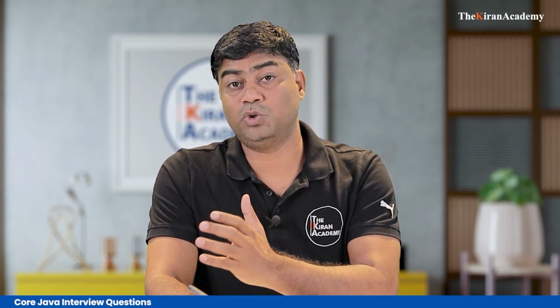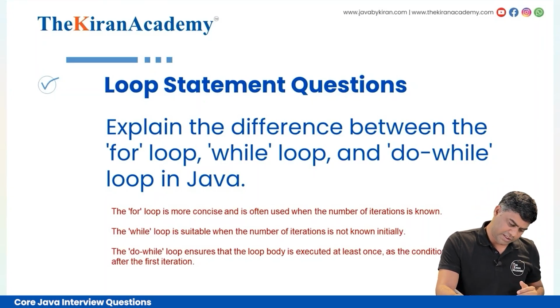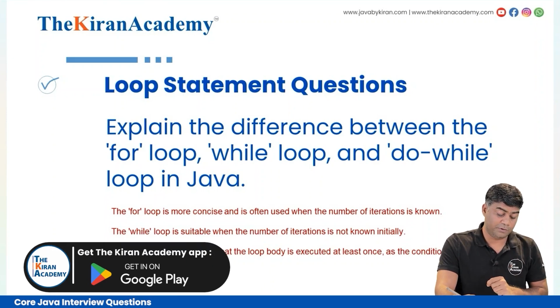This topic is very, very important, and the topic name is for loop, while loop, do while loop. Multiple loops are there in Java. So we are going to discuss all kinds of loops and all interview questions related to these loops. Let's move on to first question. So first question is, explain the difference between the for loop, while loop, and do while loop.